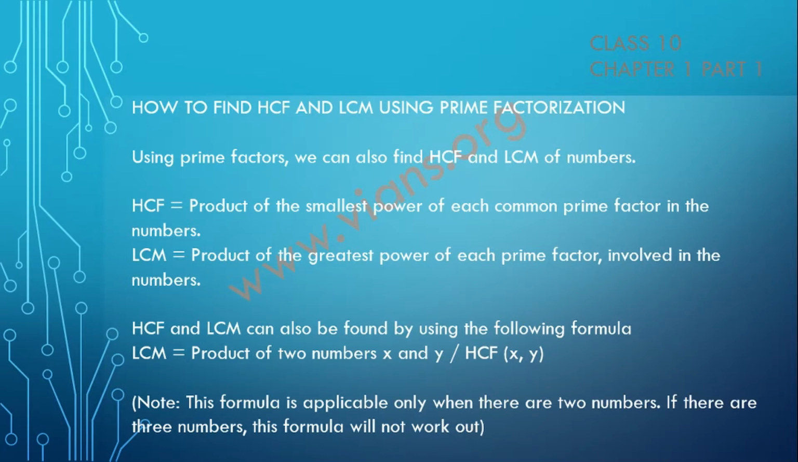Now comes the interesting part: how to find HCF and LCM using prime factorization. Prime factorization is basically the fundamental theorem of arithmetic that we just discussed. Any composite number can be described as a product of prime factors, and the prime factors that come in it would be unique. The order might not be unique, but the factors would be.